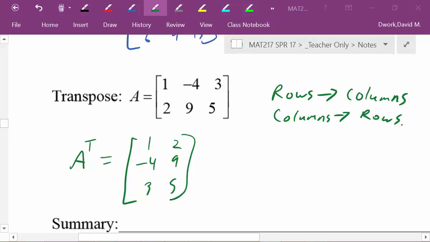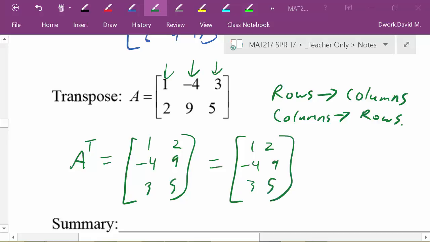So there's our transpose. Now, you might say, Professor Dwork, I'm going to mess that up, because instead of remembering my rows become my columns, I might do it backwards. Well, good news. If you do it backwards, my first column becomes my first row, my second column becomes my second row, and you're probably chuckling at me right now. It doesn't matter. You can't mess it up. Just rows become columns, columns become rows. Just row 1, column 1, you're done.